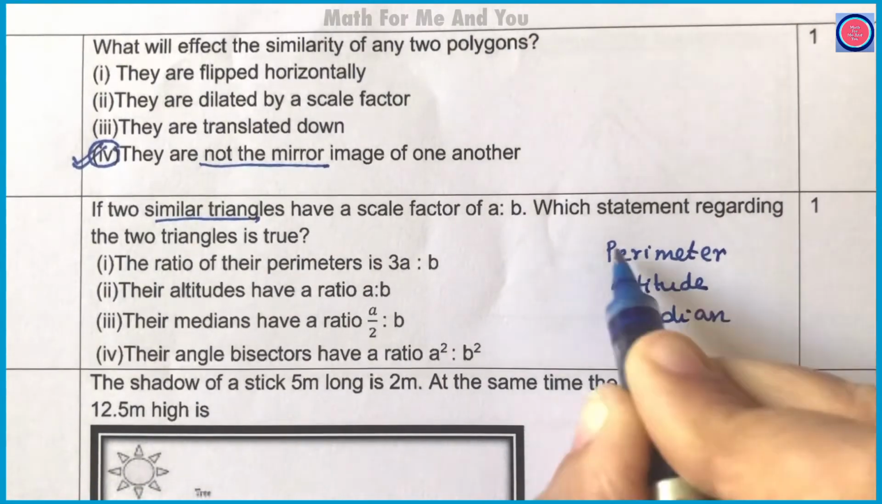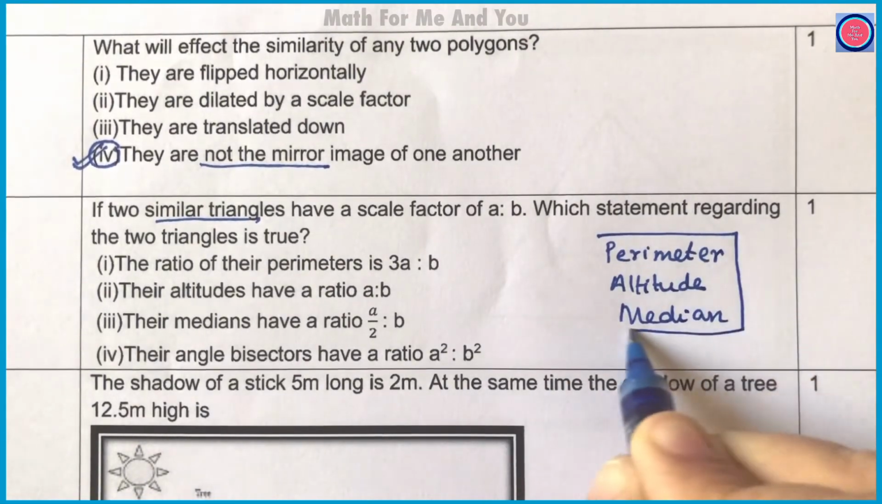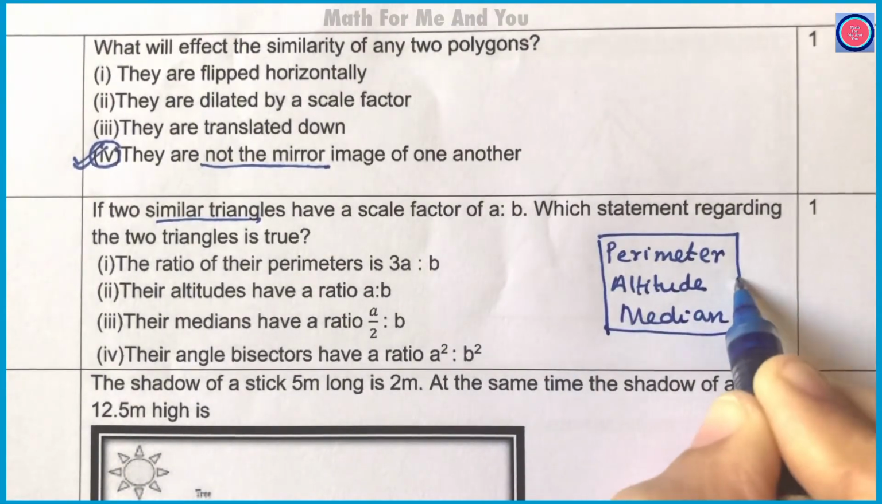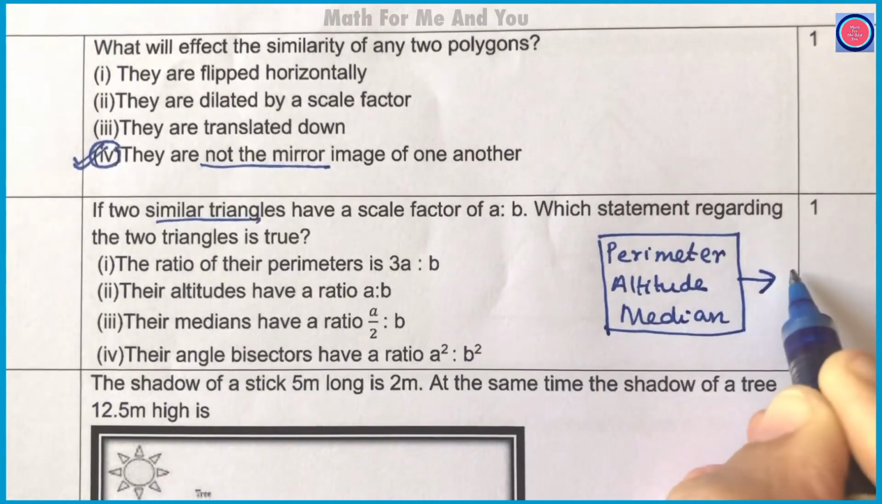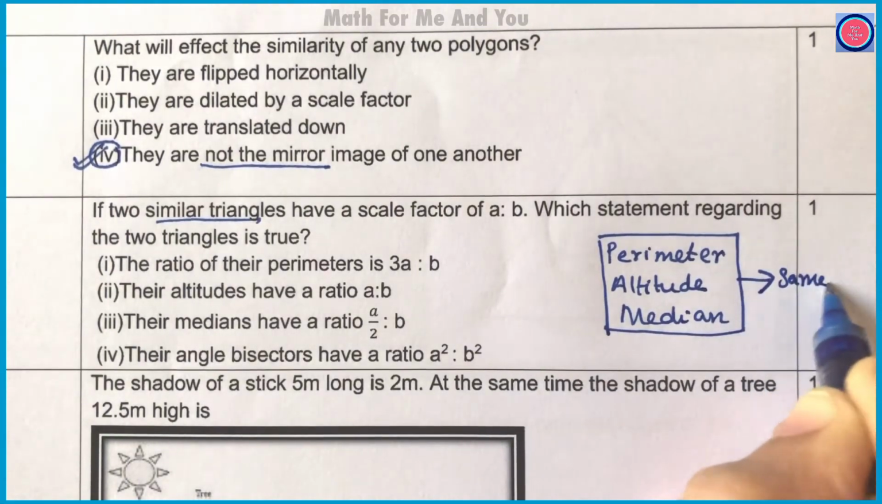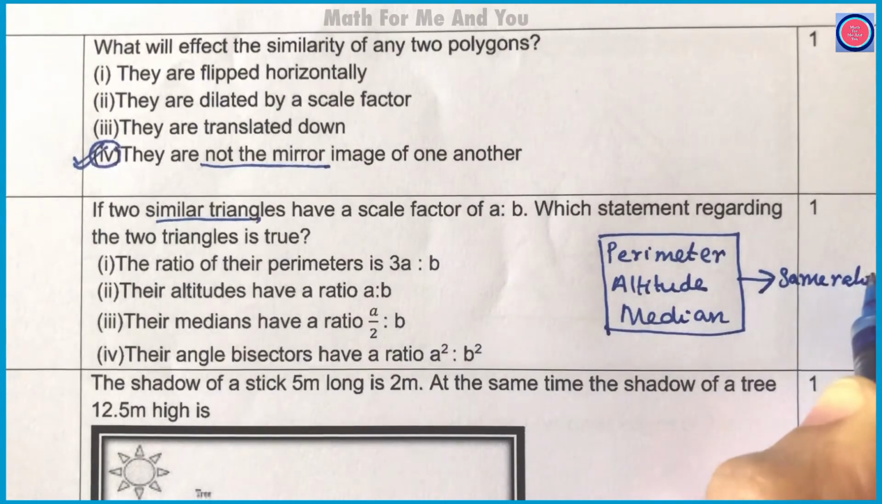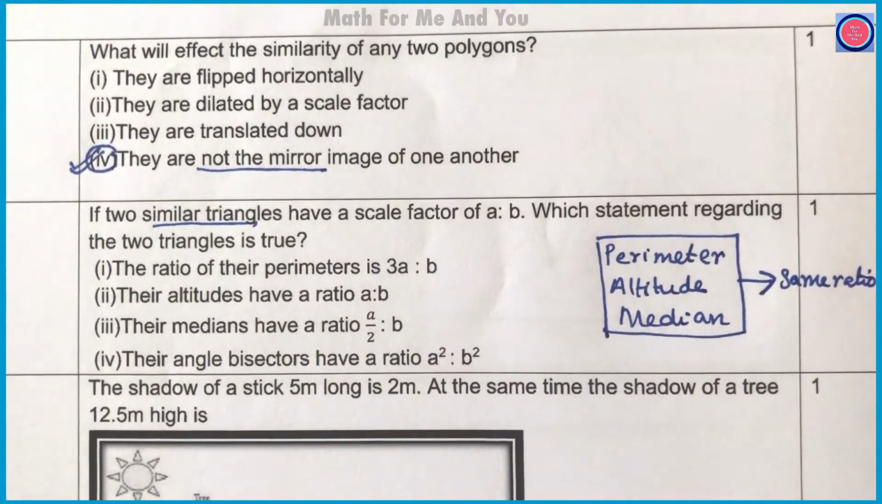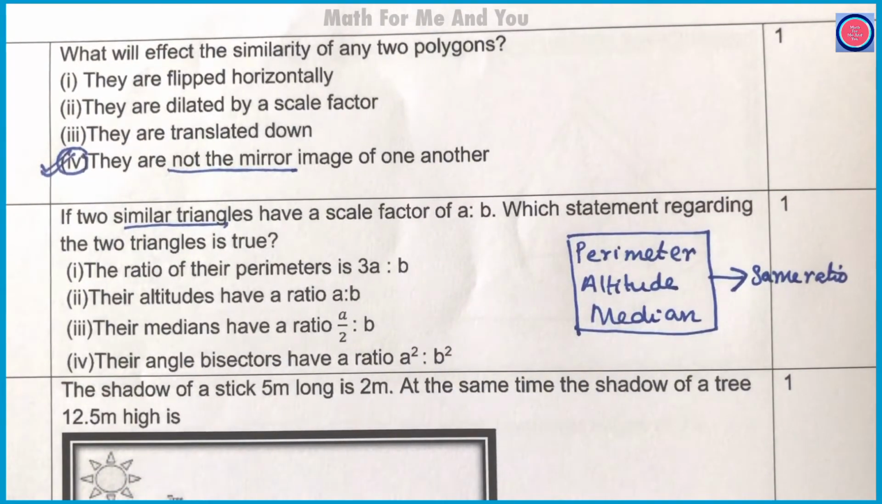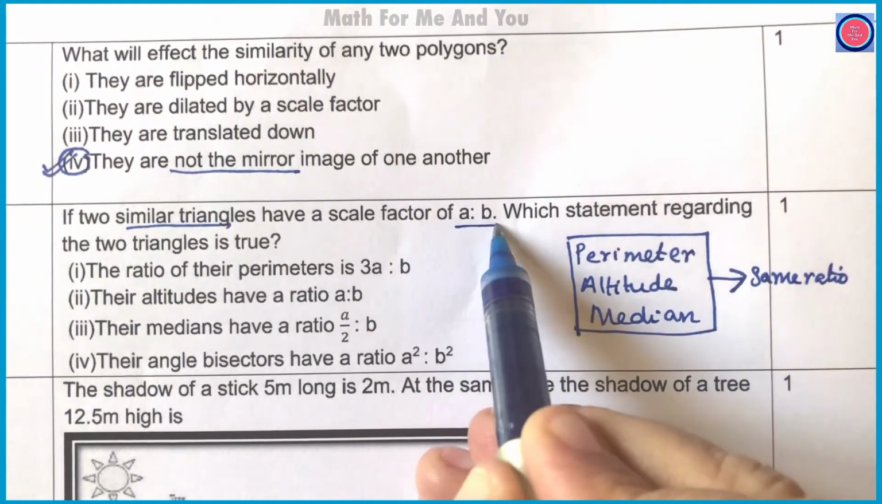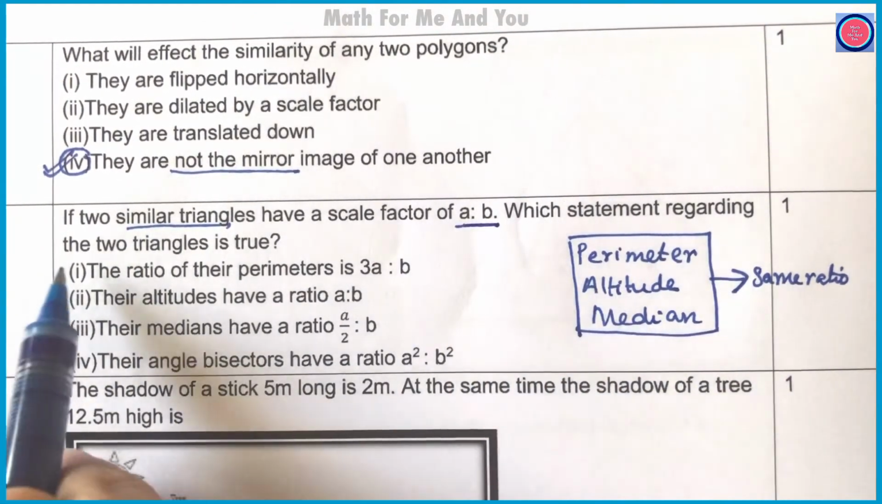If 2 triangles are similar, with their sides in the ratio A is to B, then their perimeters, altitudes, and medians all follow the same ratio A is to B. Whatever the ratio, they will follow the same ratio. Here A is to B is the ratio. Then we have to select which option is the true statement.